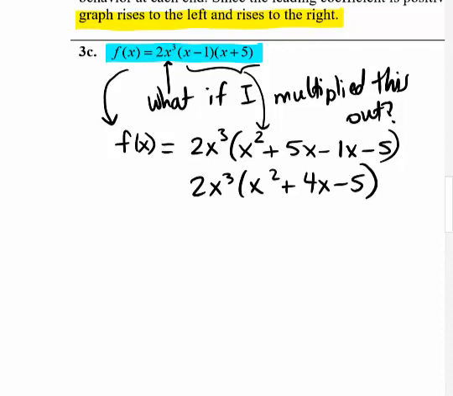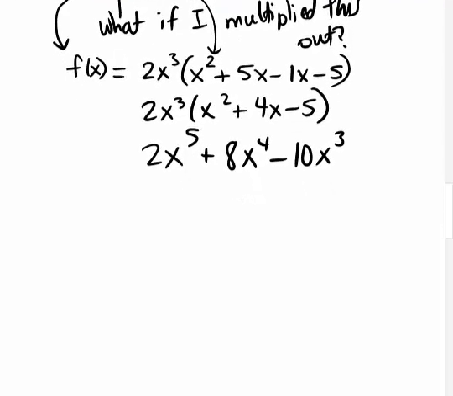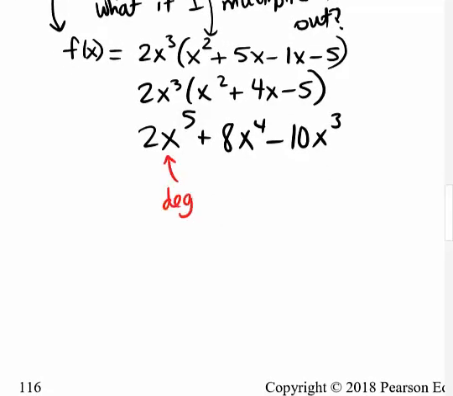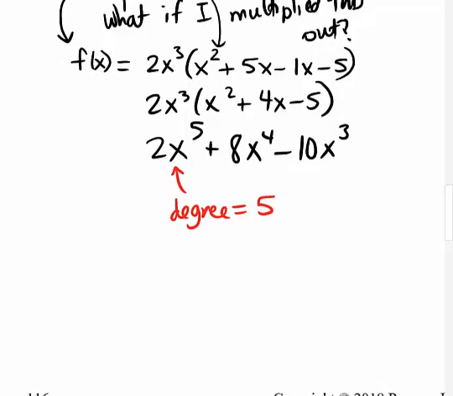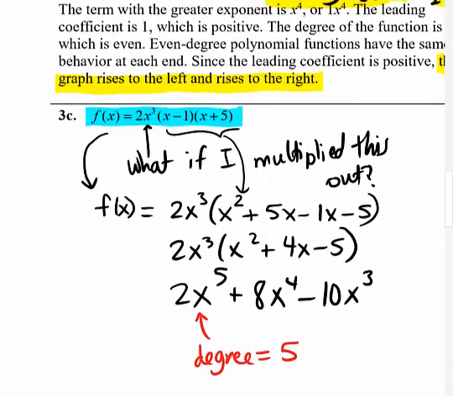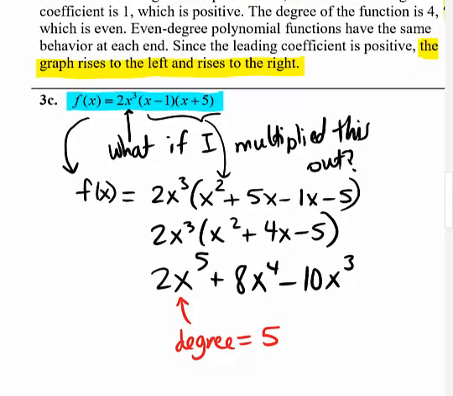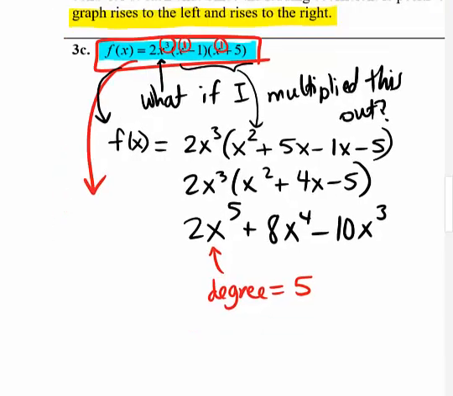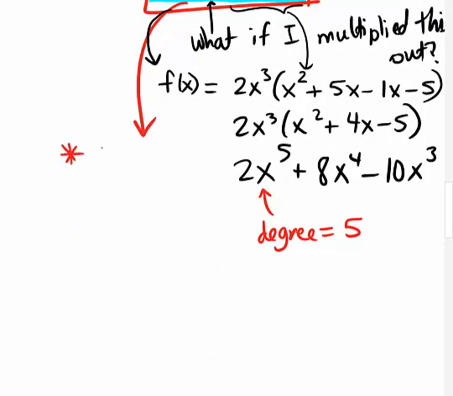And now I'll distribute that 2x to the third. That'll be 2x to the fifth plus 8x to the fourth minus 10x to the third. So now I see the degree is actually higher than it looked to begin with. The degree is 5 because that's the highest powered term. That would be a pain to have to do every time. So if you have it in its factored form like this, you can just add all the powers of x. Here's a third power, there's an invisible 1 power on x here, and an invisible 1 power on x here. That's a quicker way to do it if you don't want to multiply it all out.